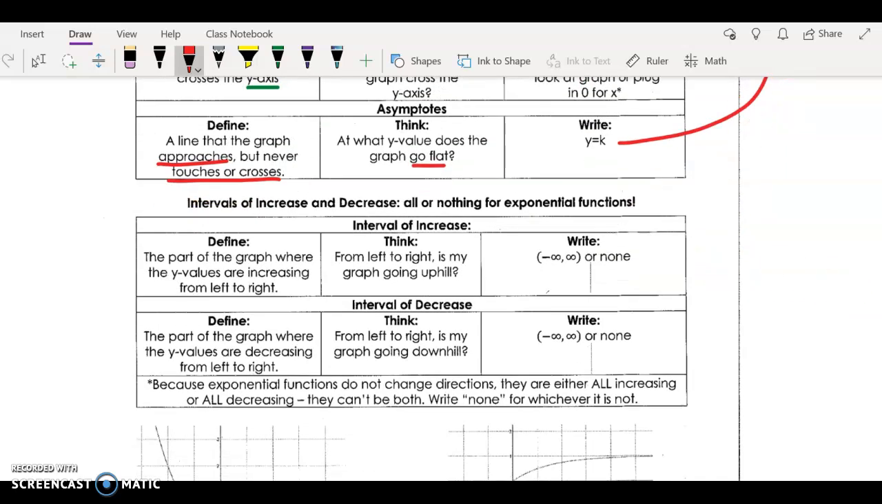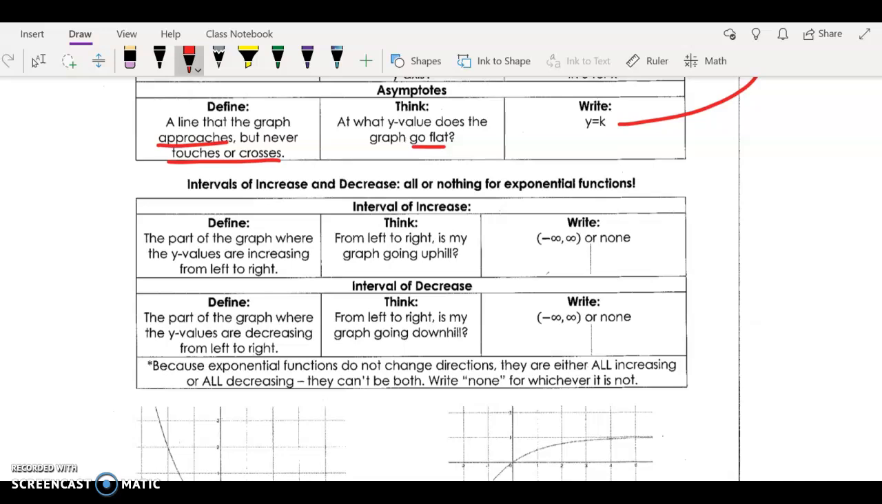The other thing we're going to discuss in these examples is interval of increase and interval of decrease. The way that exponential functions work is that the entire graph is increasing if it's a growth function, and the entire graph is decreasing if it's a decay function. And so the graph does not change directions. Either the whole thing will be growth or the whole thing will be decay. And the same thing for reflections of those functions.